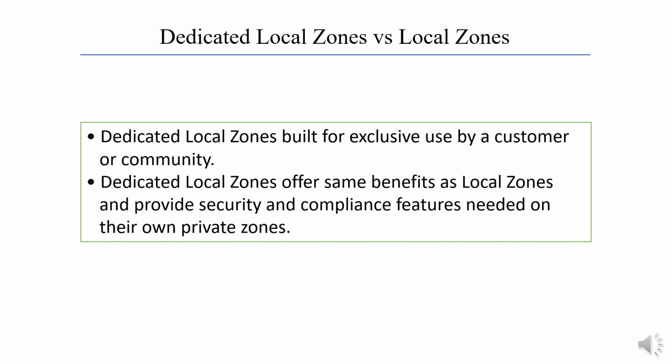Let's differentiate between local zones and dedicated local zones. AWS dedicated local zones are local zones that are built for the exclusive use by a customer or community. Dedicated local zones offer the same benefits as the local zones. As an additional benefit, AWS works with customers to provide the security and compliance features that they need on their own private zones. These features enable the customer to monitor and control access and operations on their dedicated local zones.